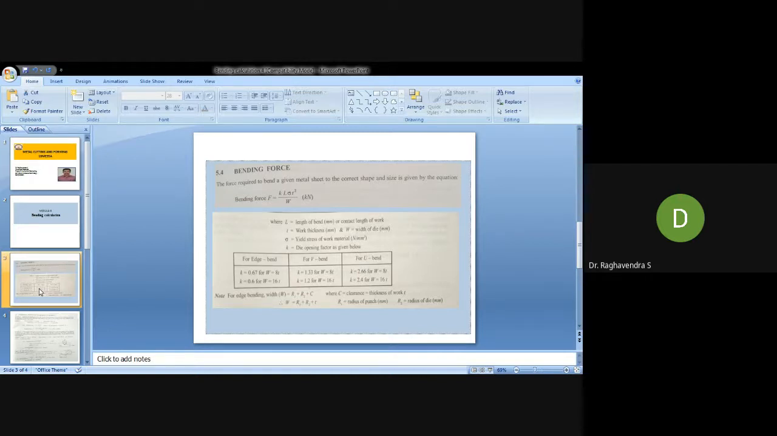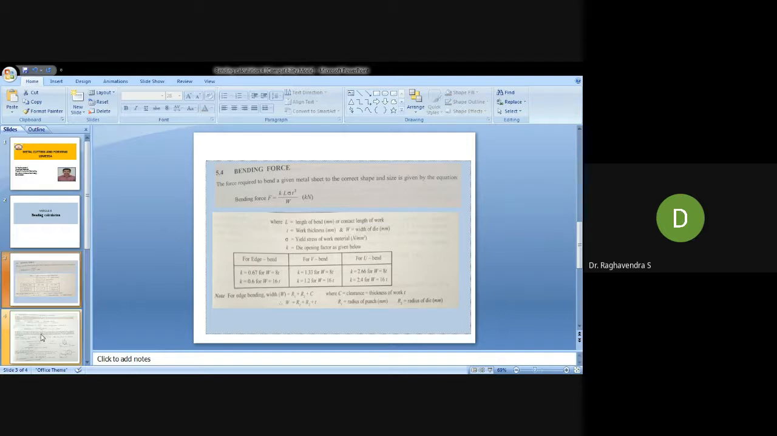These are the factors you need to keep in mind: 0.67 for edge bending. Based on the thickness and width of the die, the K factor value will change. So please remember these values. This is very important.